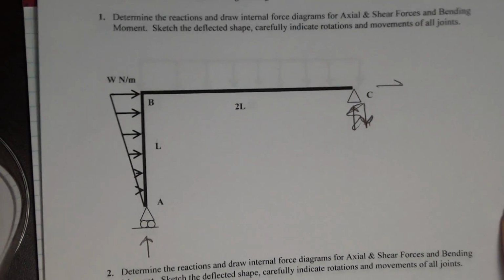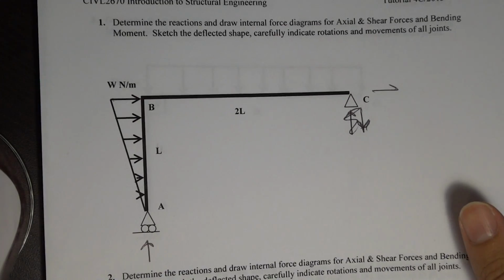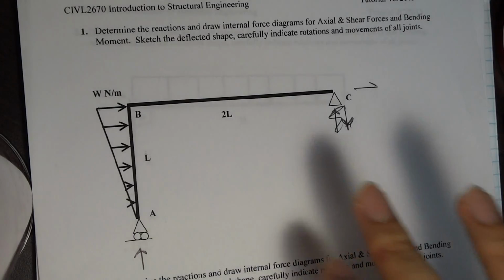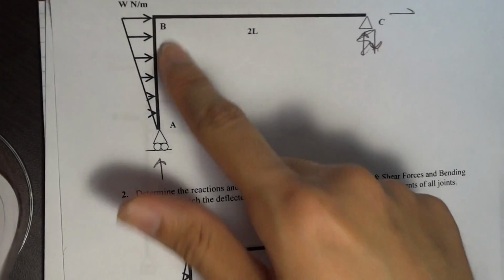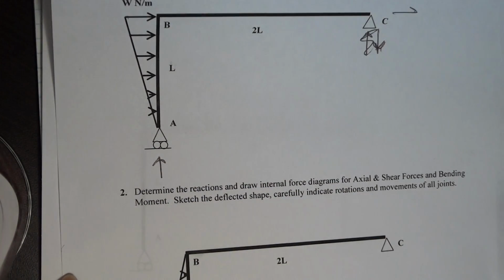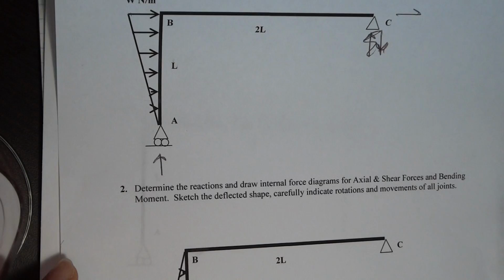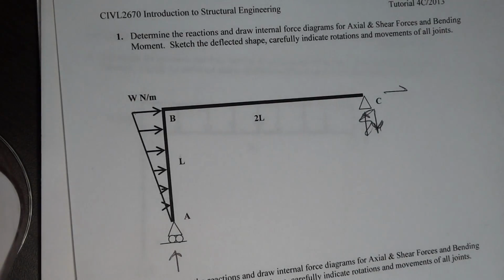Hey guys, so problems 1 and 2 are very similar. I will deal with them separately just for emphasis, but you should be able to see the fact that they're very similar. All that changes is this distributed load, the direction of this distributed load, and that will have minor effects on your reactions. It'll have more noticeable effects on your shear and moment diagrams, and it'll have very little effect on your displacement diagram.